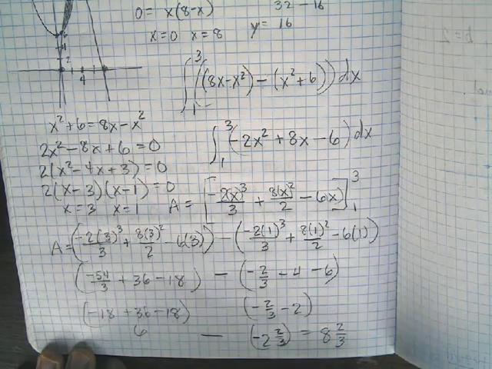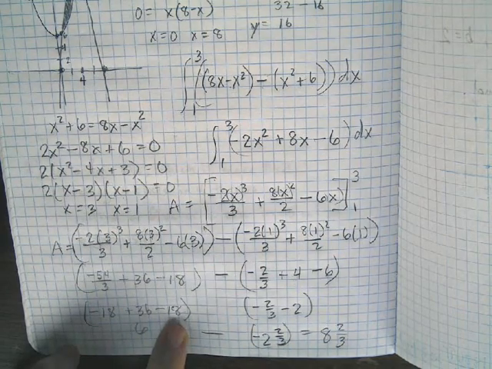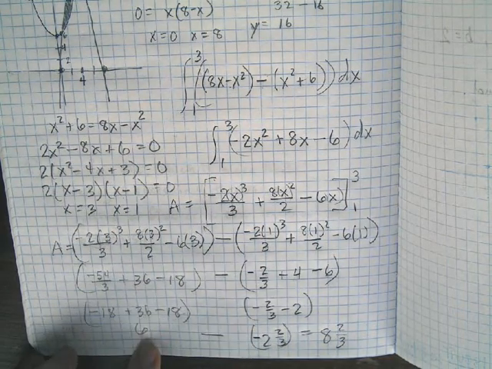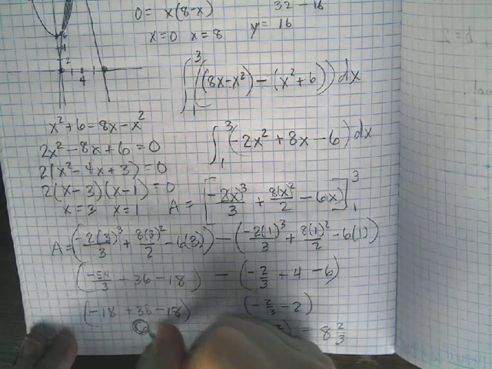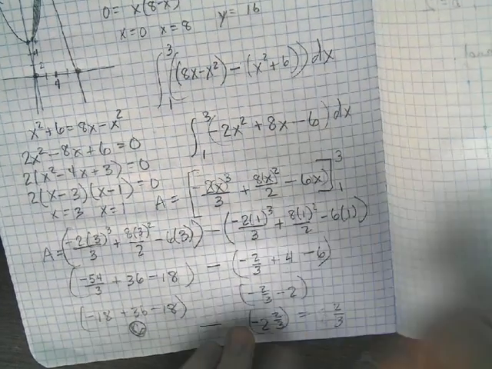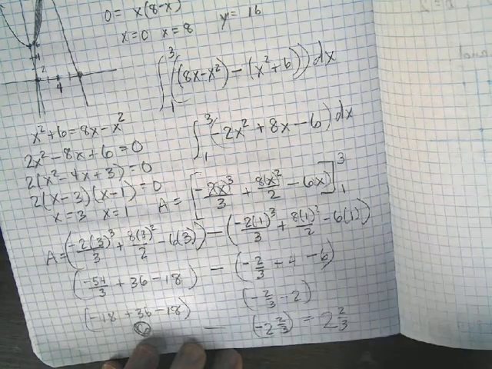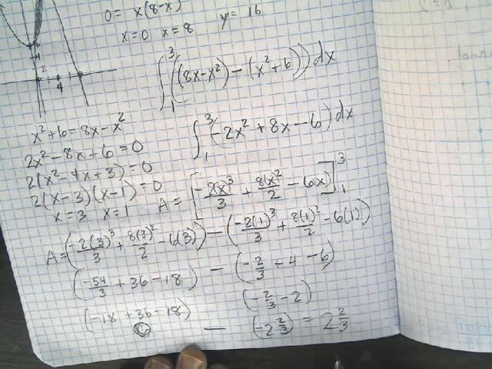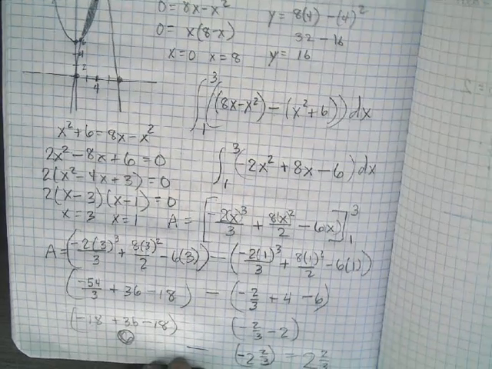Okay, so negative 18 plus negative 18 is negative 36. Negative 36 plus 36 is 0. That's what went wrong. So minus a negative 2/3 gives me positive 2 2/3. There we go. So that was the correct answer. A lot of you had that yesterday anyway.